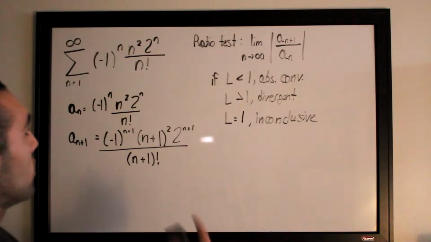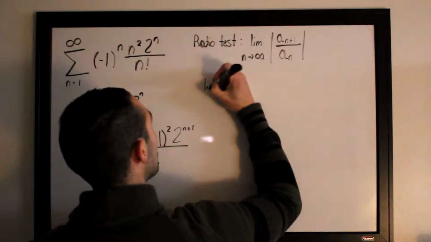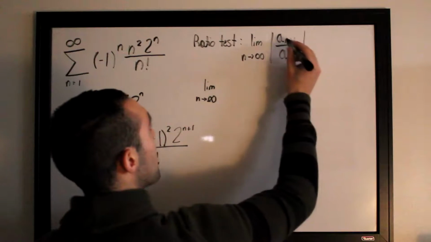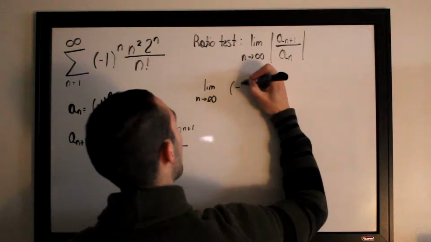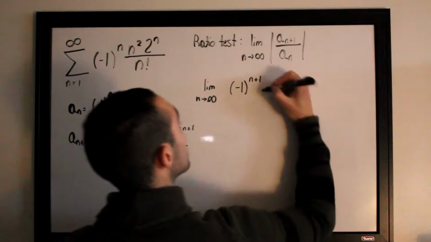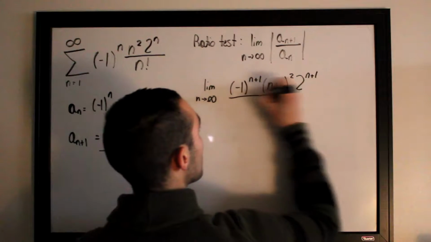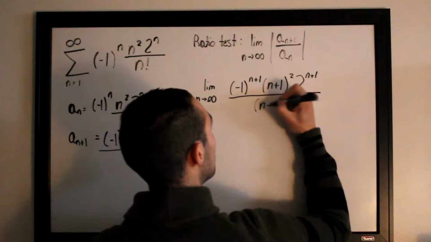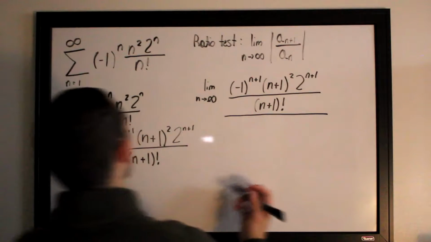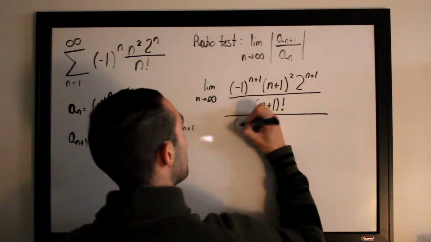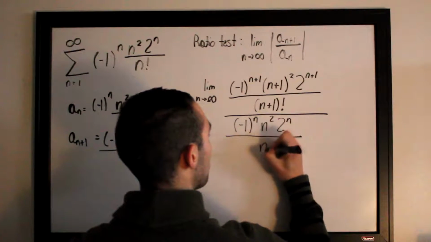So essentially what we're going to do now is set up our limit. We want to take the limit as n approaches infinity for a sub n plus 1, which is going to be this whole mess right over here. So we'll go ahead and write that down. This becomes negative 1 to the n plus 1 times n plus 1 squared times 2 to the n plus 1, all divided by n plus 1 factorial. Then we need to divide it by a sub n, which is our original series. So we are going to be dividing it by this mess, which is negative 1 to the n times n squared times 2 to the n, all divided by n factorial.